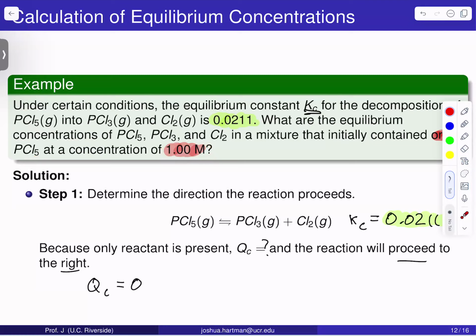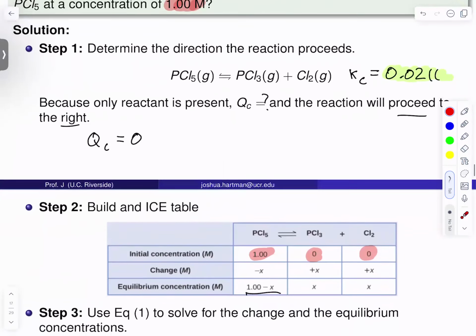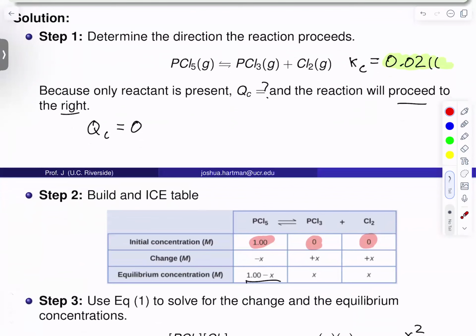Okay, so because only reactant is present, Qc is going to be equal to 0, and the reaction will proceed to the right. So we know things are going to be moving towards the right. So we can use this information to help guide the construction of an ice table. Again, most students, and I think conceptually it kind of makes sense to think about x as a little positive number. So if x is a little positive number, we know it's going to be moving to the right. So we're going to be losing some amount x of concentration. Concentration of PCl5 will be going down, and the concentration of products will be going up.